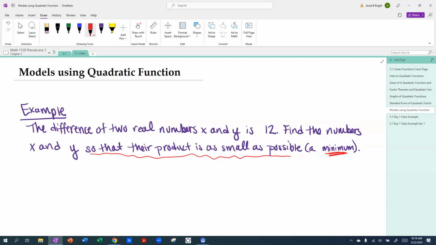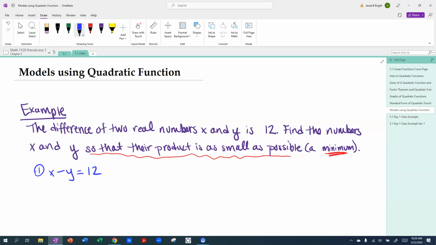Let's get started. I like just mathematizing everything that I can as quickly as possible. So the difference of two real numbers, how do I write the difference? Difference is subtraction. So x minus y, and I don't know if it's x minus y or y minus x, it'll come out in the wash. But we know that difference is 12. So that's the first thing that I know.